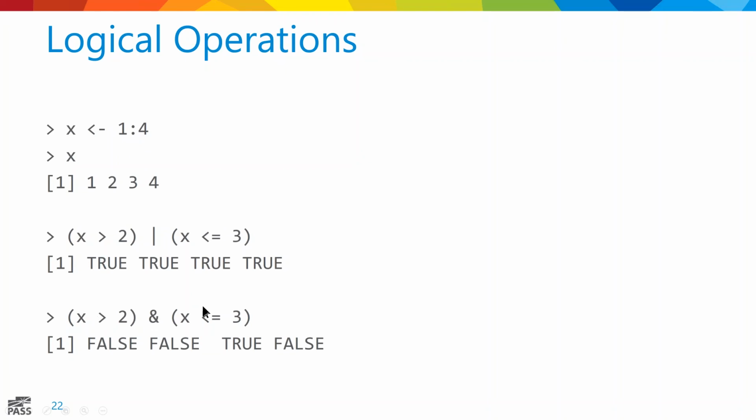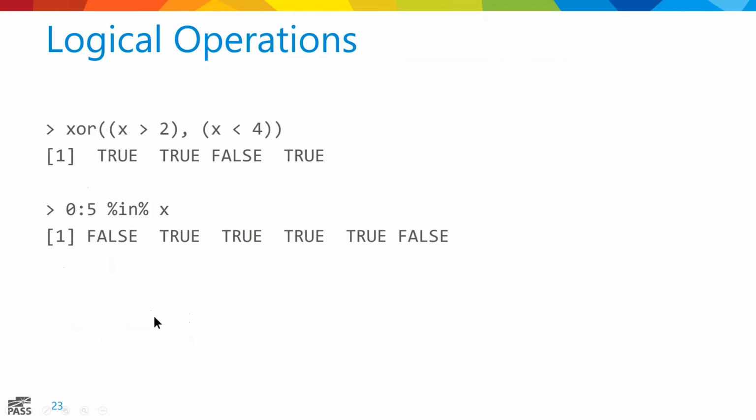And that's both conditions have to be true. So x is either going to be greater than 2. So that's 3 and 4. But x also has to be less than or equal to 3. So that's only 3. 3 is the only one that's greater than 2, but also less than or equal to 3. So that's how you can do ORs. This is how you can do ANDs in R. You also have exclusive OR, where either one of the conditions has to be true, but not both.